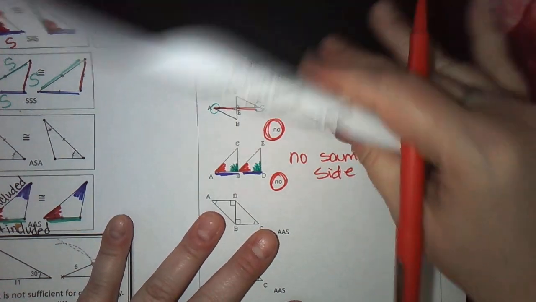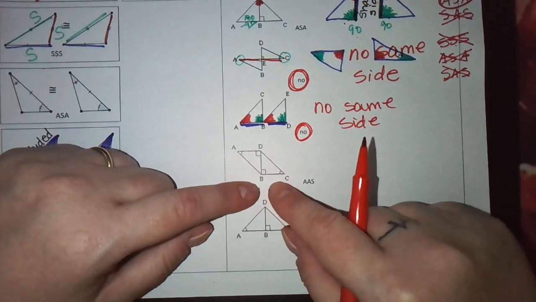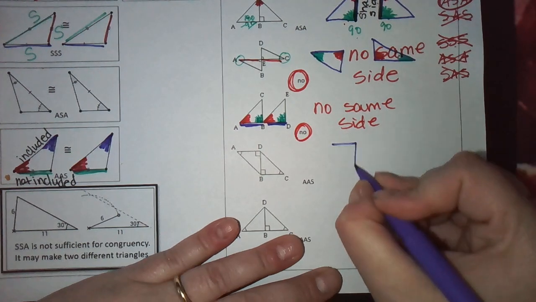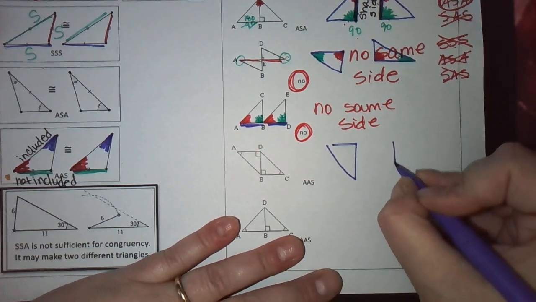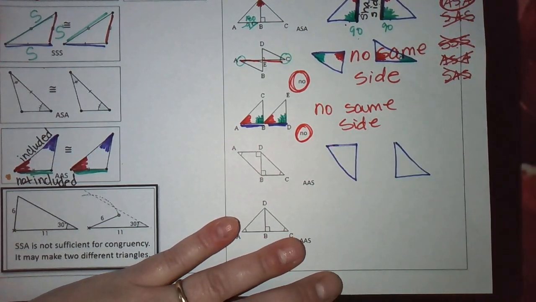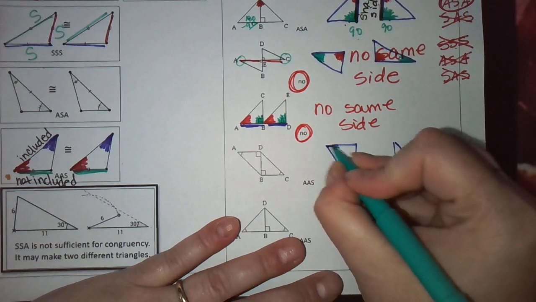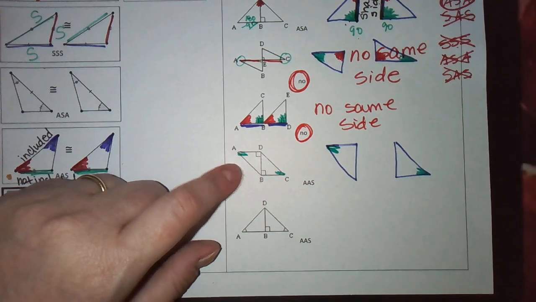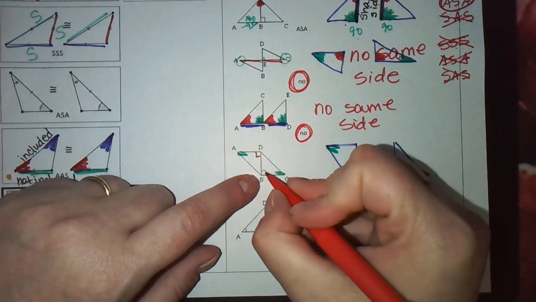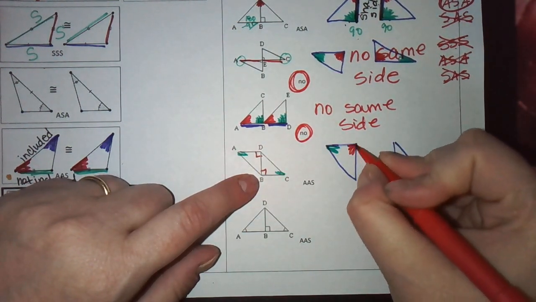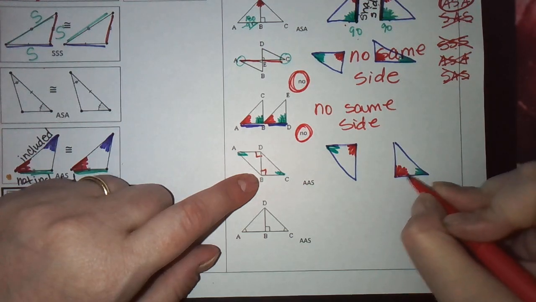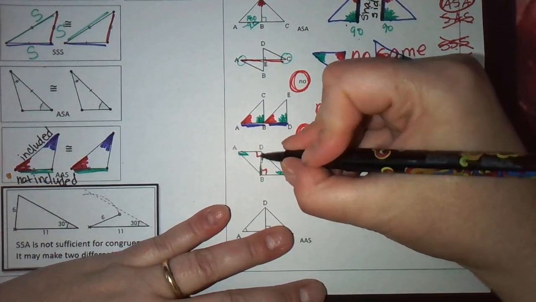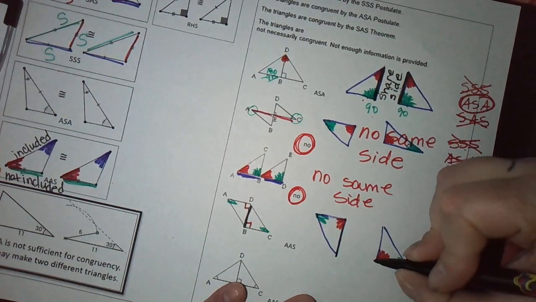Okay, let's look at this next sucker. Oh, they're squished. Well, let's take out those two triangles. Looks like on these two triangles, they have these two corner angles the same. These two triangles have 90s, so those are the same. And then we share the same side.